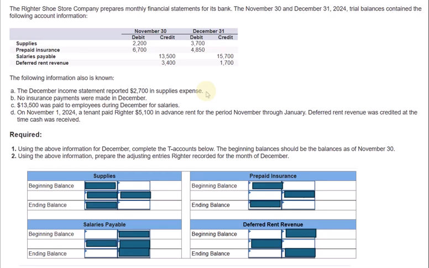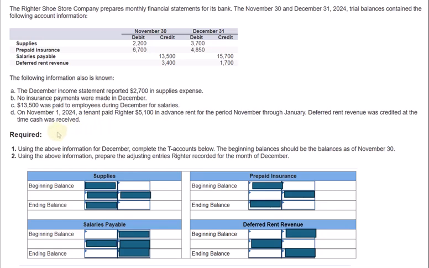Now, they also give us 4 additional pieces of information that you can see to the left of my mouse there. A, the December income statement reported $2,700 in supplies expense. No insurance payments were made. $13,500 was paid to employees during December for salaries. And finally, on November 1st, 2024, a tenant paid Ryder $5,100 in advance rent for the period November through January. Deferred rent revenue was credited at the time cash was received.